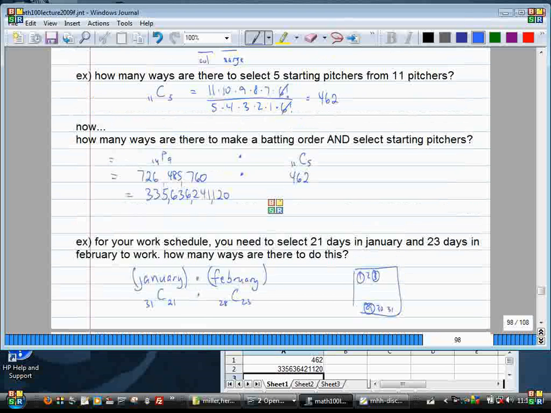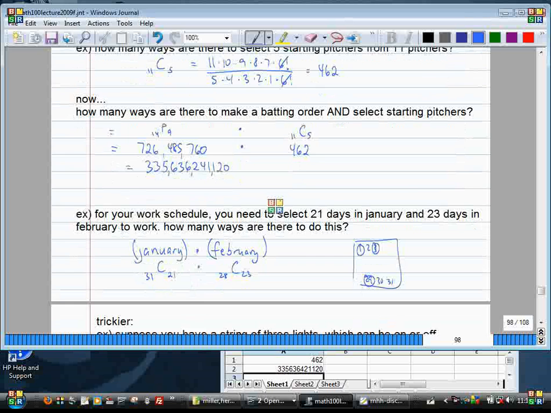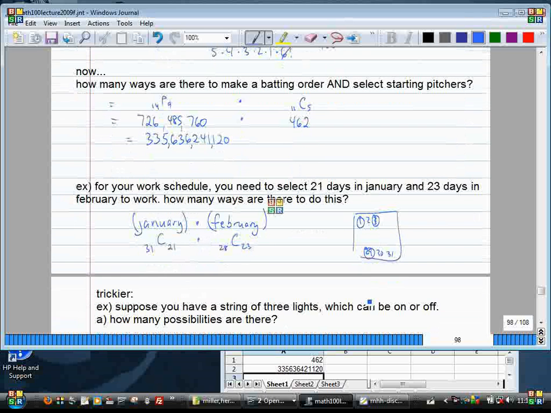Next, let's see. So now I said most elaborate, but I don't think it's the hardest problem. So I'm now going to talk about what I think is probably the hardest sort of problem in this section. Okay. Which I'll get to shortly. Suppose you have a string of 3 lights which can be on or off. How many possibilities are there?